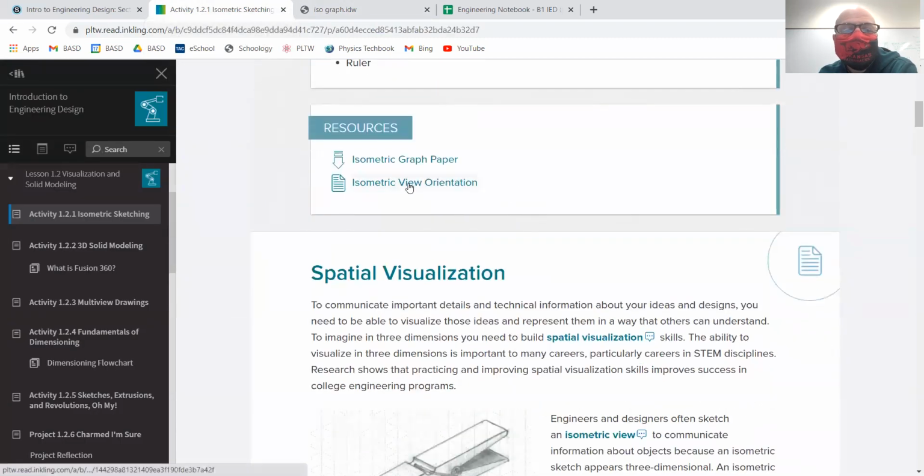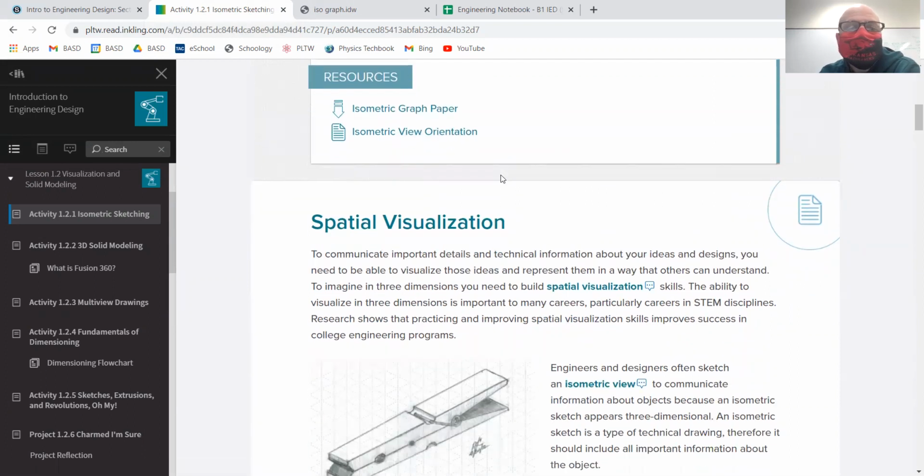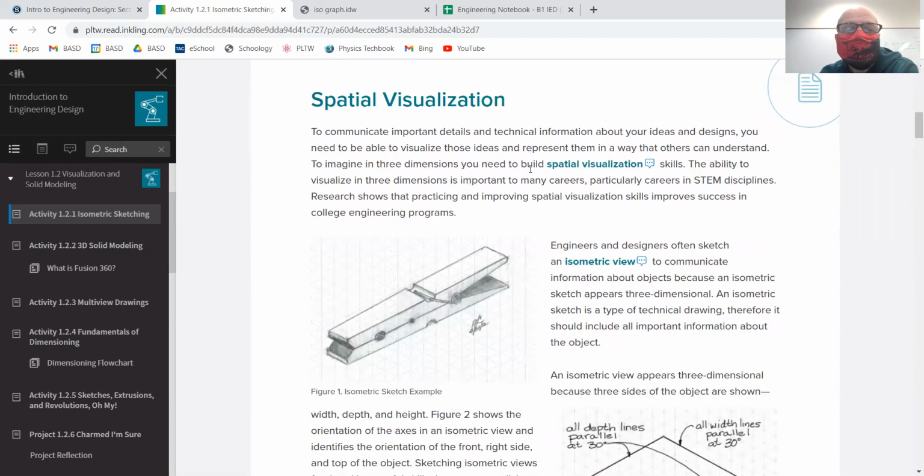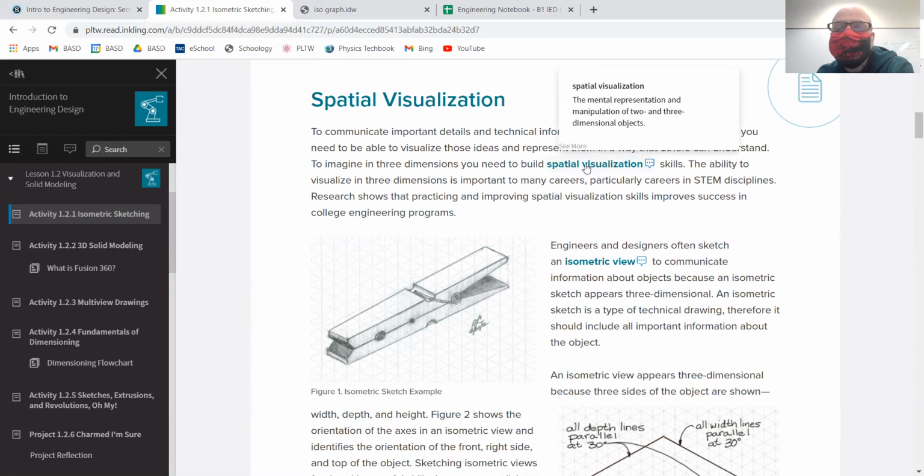And then there's this isometric view orientation. I'm not going to open that up right now, but you would open that up and go over that and write down any notes for that. I will show you in my notebook the way that I did that. Spatial visualization, yes, more notes to be taken from this, read that. And then anytime you see a clickable vocabulary term, make sure you write that down in your notebook.